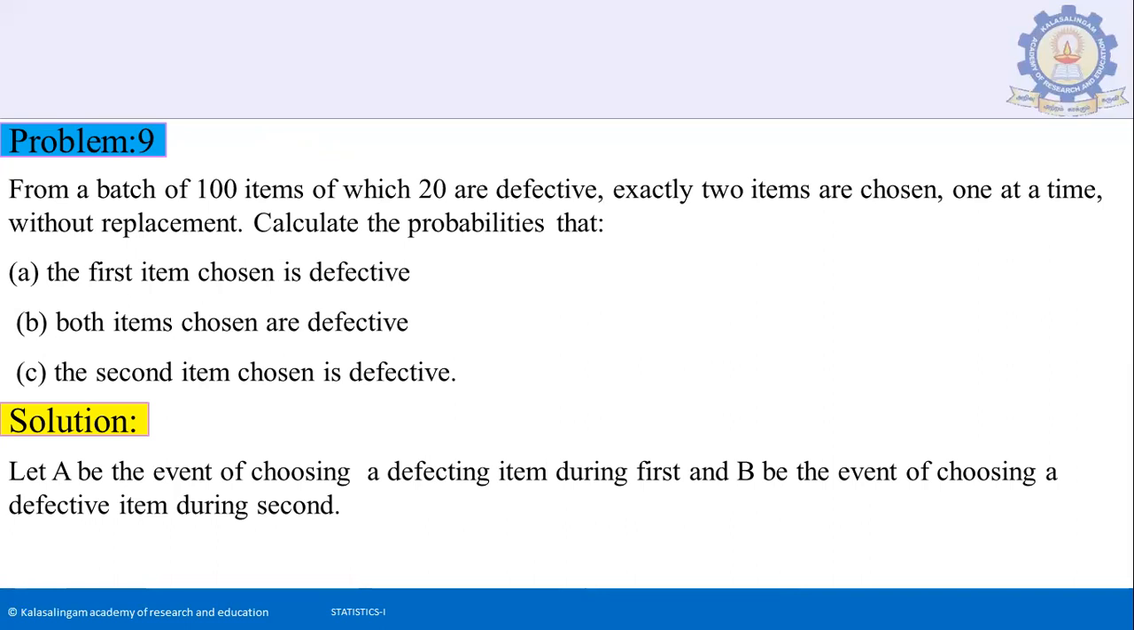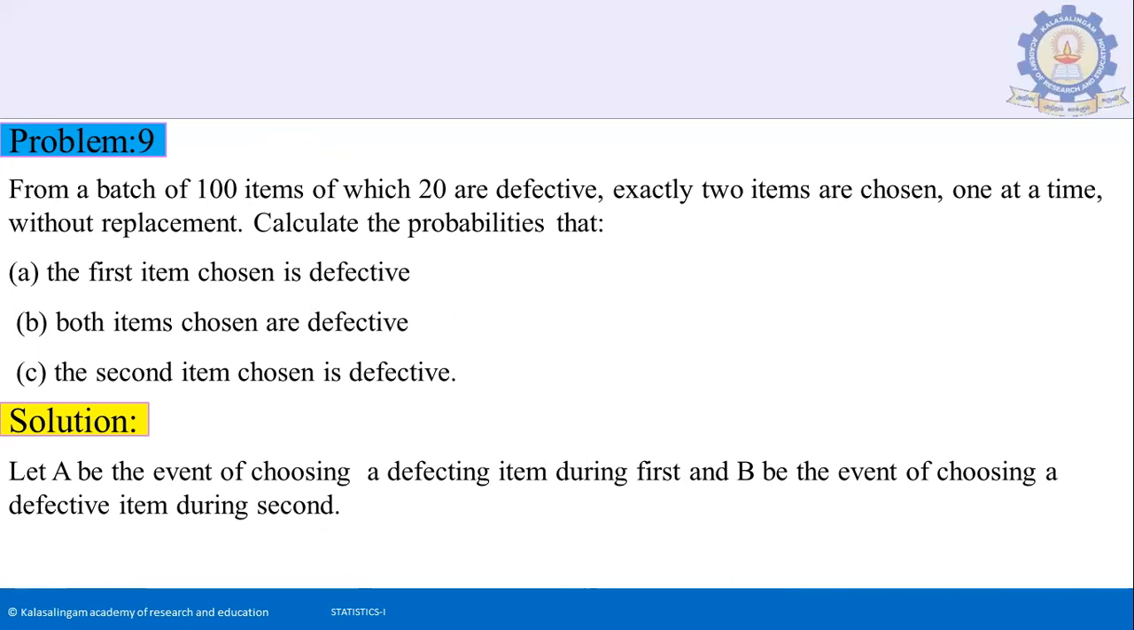From a batch of 100 items, of which 20 are defective, exactly 2 items are chosen one at a time without replacement. Calculate the probabilities: the first item chosen is defective, both items chosen are defective, and the second item chosen is defective.